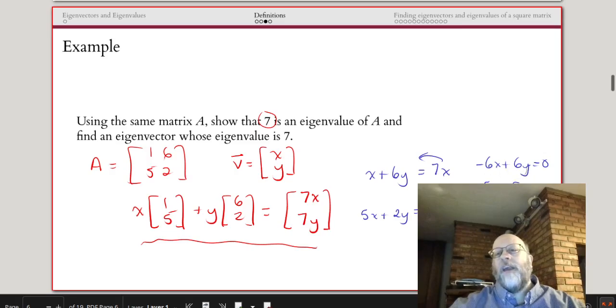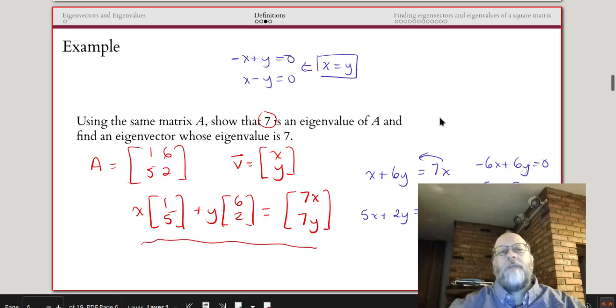And if I factor out a 6 from the first equation and a 5 from the second equation, well, then I'm just looking at negative x plus y is equal to 0 and x minus y is equal to 0. And both of these equations just tell me that x and y are the same. And so give me a vector in which x is equal to y. Let's try 1, 1. Then 1 times 1, 5, and 1 times 6, 2 would be 1 plus 6 is 7, 5 plus 2 is 7, and so 1, 1 works.